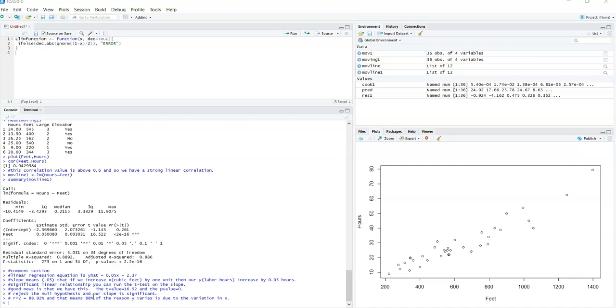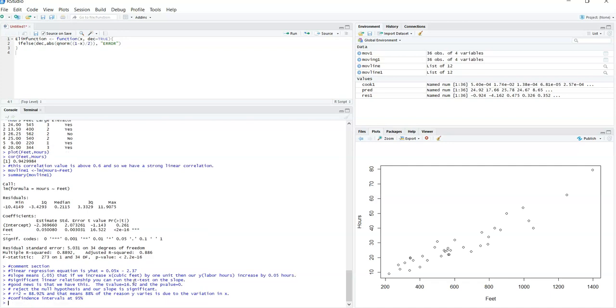All right, now that we've done that, we should do one more thing, because a professor may want the confidence intervals at 95%. Let's say the professor wants the confidence intervals at 95%. Not hard to do again in RStudio. You run confint, CONFINT, of your regression line. And remember, in my case, my regression line is called move line 1 from the previous video.